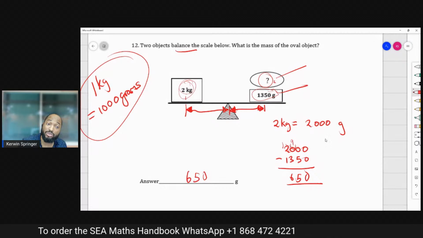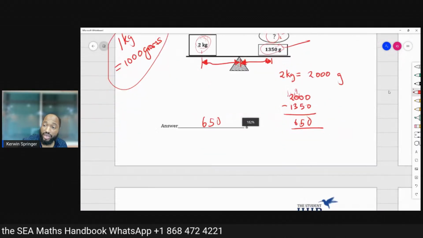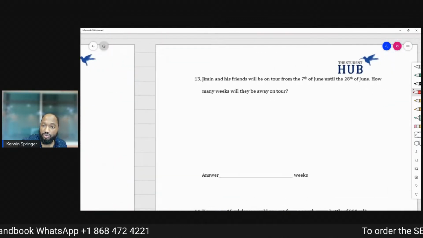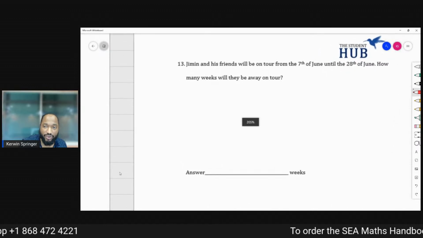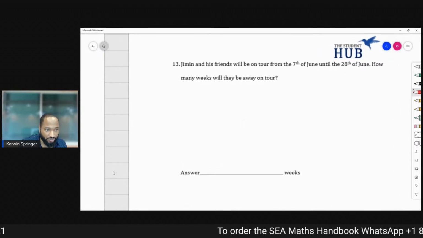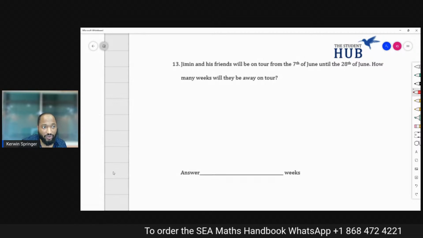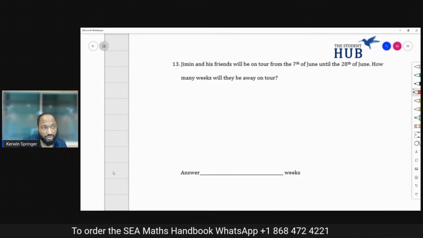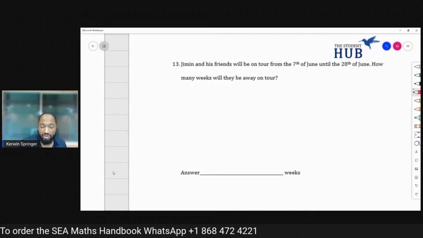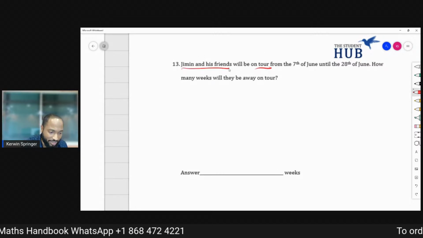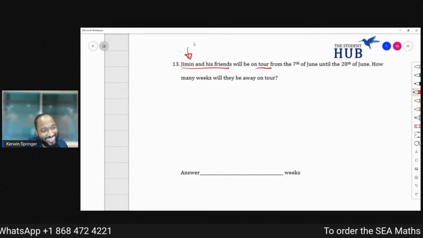650 grams. Cooking with Ramco gas. So Jimin and his friends will be on tour from the 7th. Them is a band. Wait, Jimin? Where?